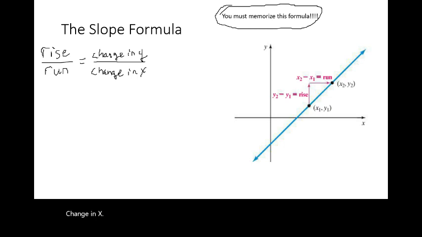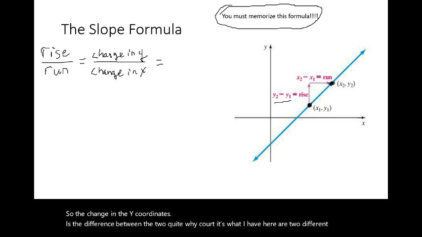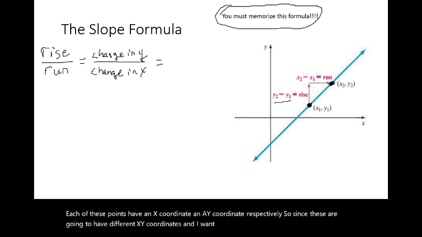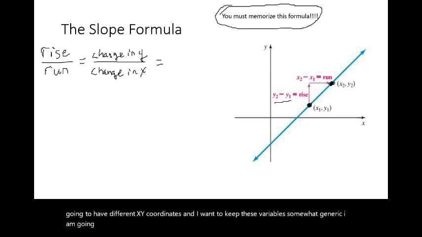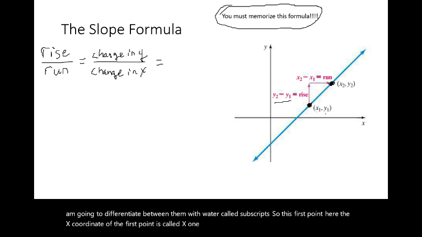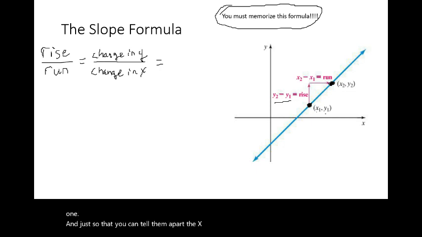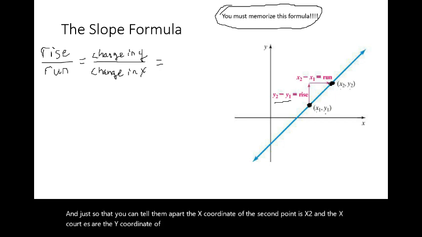So the change in the y-coordinates is the difference between the two y-coordinates. So what I have here are 2 different points. Each of these points has an x-coordinate and a y-coordinate respectively. Since these are going to have different x and y coordinates, and I want to keep these variables somewhat generic, I am going to differentiate between them with what are called subscripts. So the x-coordinate of the first point is called x1. The y-coordinate of this first point is called y1. And just so that you can tell them apart, the x-coordinate of the second point is x2, and the y-coordinate of the second point is y2.